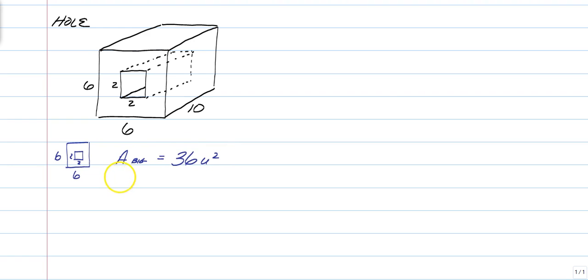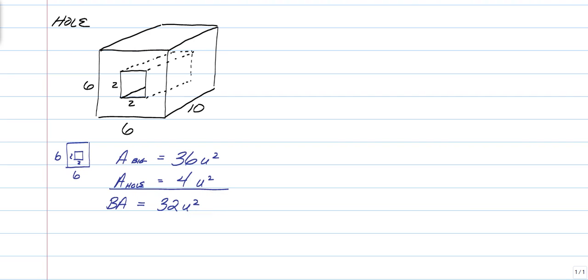And then we also have to find the area of the hole that's in the square, and 2 times 2 is 4. So the area of the base we would have to subtract. So we would have 32 units squared just for the base.